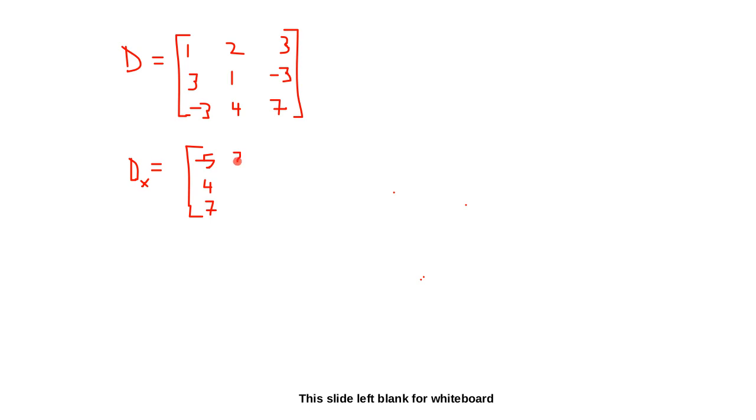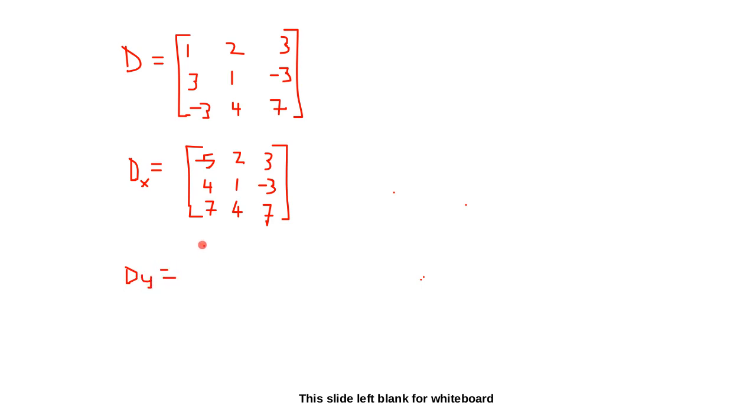Then the others are the same. So 2, 1, 4, and 3, negative 3, 7. That will be our dx. Then we move to dy.